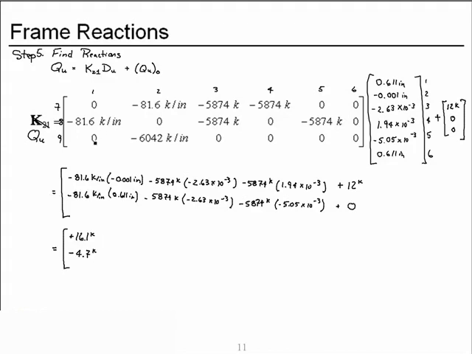Then we have, for degree of freedom 9, this term times this deformation, minus the 6042 kips per inch times this deformation, and the rest of these are zeros, so these do not contribute, and our fixed end force is 0. When we multiply these together, we get a positive 6.0 kips. Remember, these are degrees of freedom 7, 8, and 9.